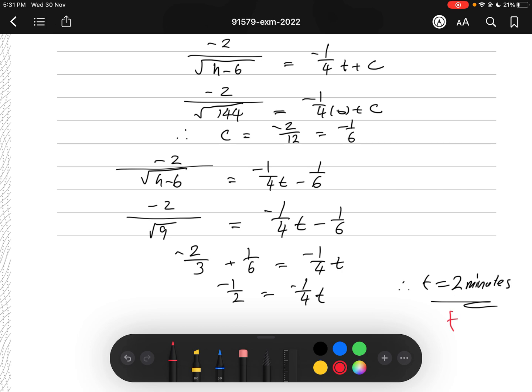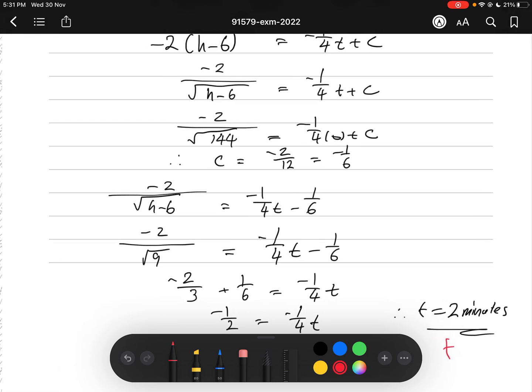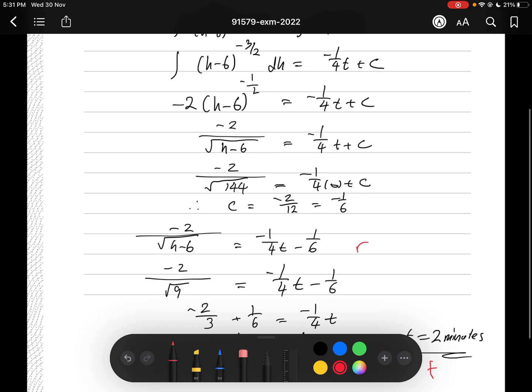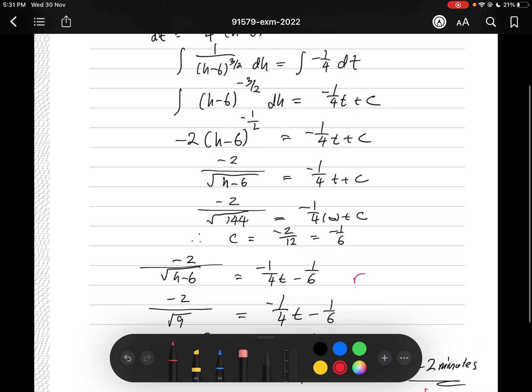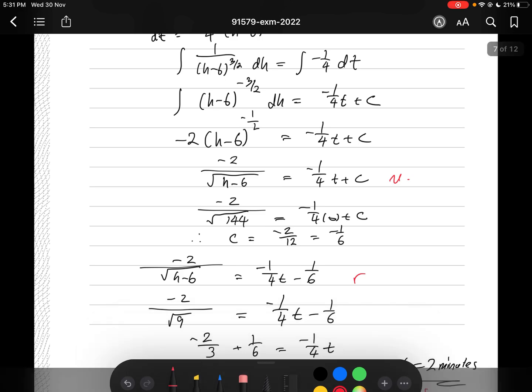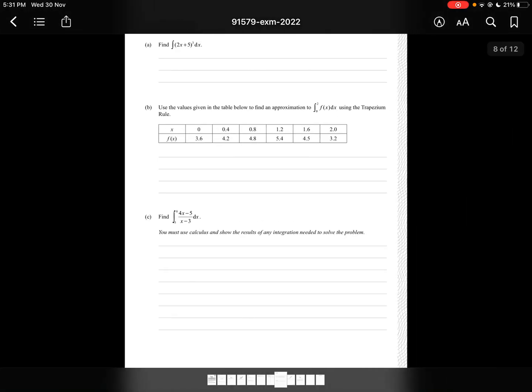In terms of getting a merit level grade, I believe if you can integrate correctly and find the c value, that should be giving you a merit grade. So getting up to this step here, that should be a merit. And an achieved grade should be able to separate the variables and integrate successfully on both sides. So if you can get up to this step here, that should be more than enough for an achieved level grade. Alright, so let's look at question number 3 now.